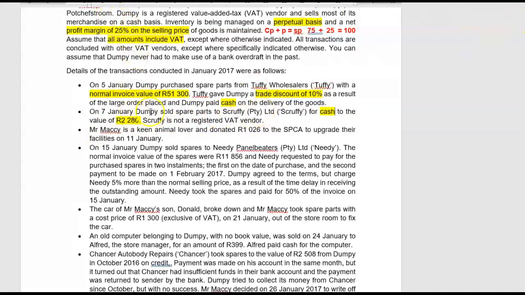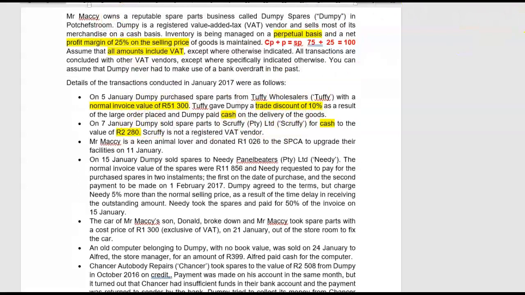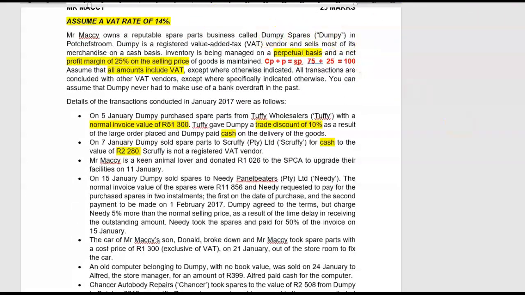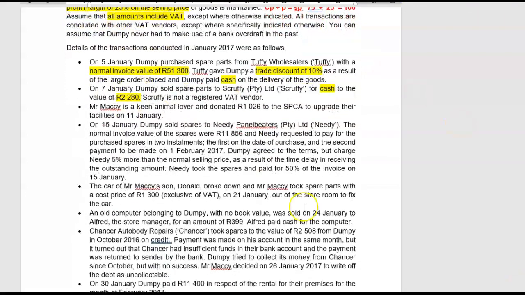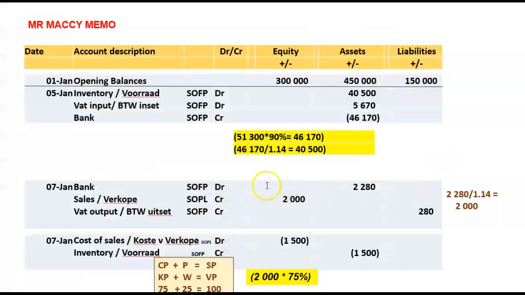It is a fact that Mr. Maccy is, and Mr. Maccy then has to, or Dumpy, who's this? Mr. Maccy Dumpy. Dumpy is the business name. So Dumpy is a VAT vendor. So therefore that 2280 will be subject to VAT. So bank assets will increase with 2280. Sales, statement of profit or loss, will be credited with a VAT exclusive amount, 2000, and VAT output will increase liabilities with 218. Now we have to determine what is the cost price of goods sold.